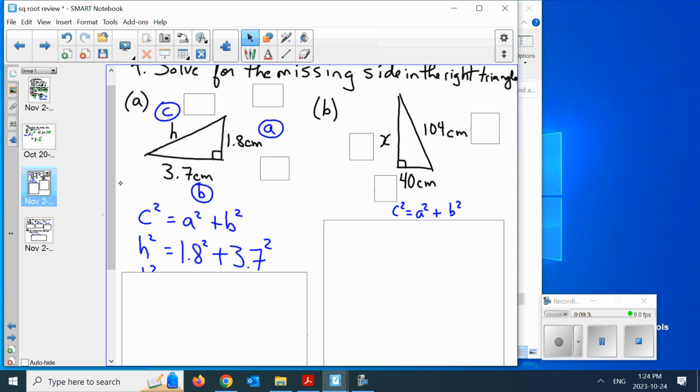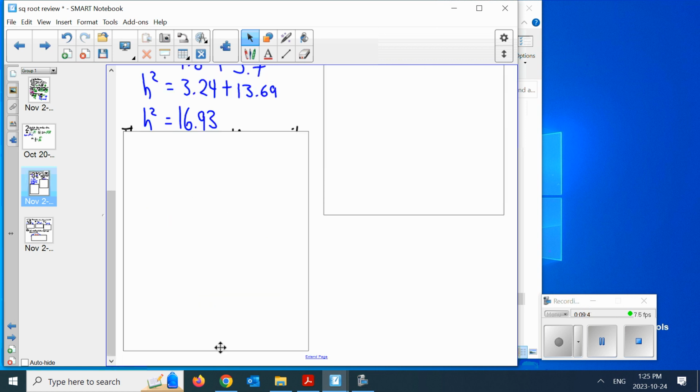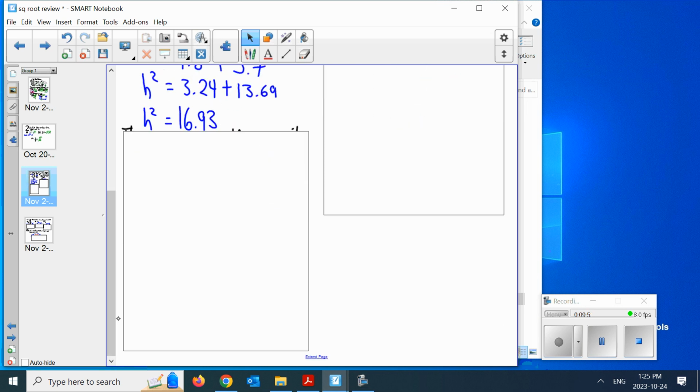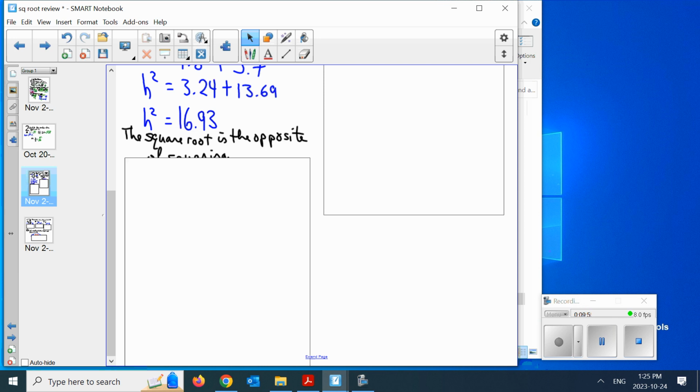I'm going to wait for somebody to work this out. So we square everything. 3.24 plus 13.69. Then you actually add them up, right? Yep, 16.93. Then you take the square root of both sides.